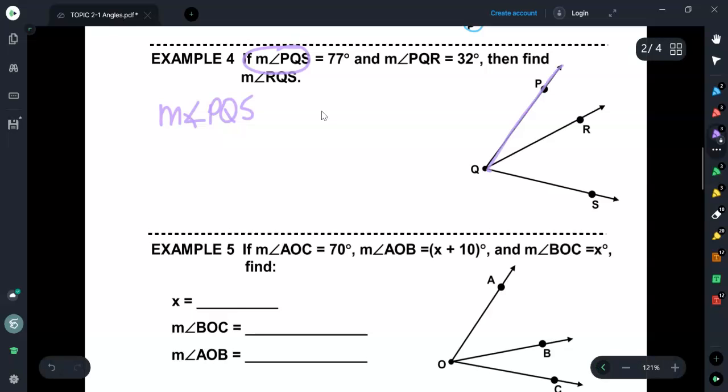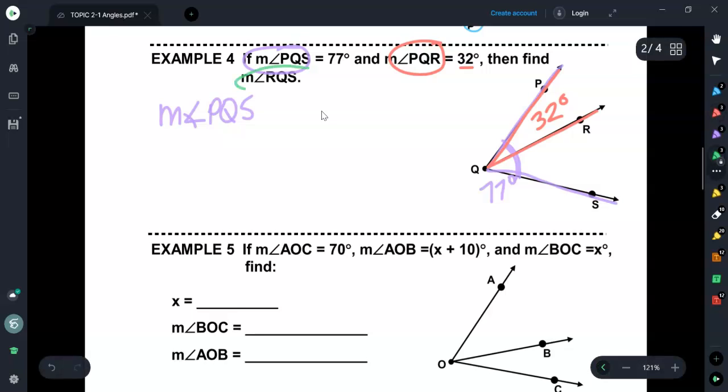PQS goes from P to Q to S. It's telling you that this whole angle is 77 degrees. Now, normally, I would write the 77 on the inside of the angle, but because I've got two other smaller angles here, I'm going to write it on the outside. Then it moves on to tell you the measure of angle PQR is 32. PQR goes from P to Q to R. That's 32 degrees.